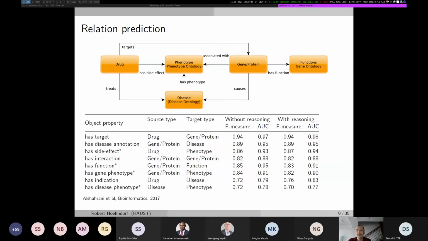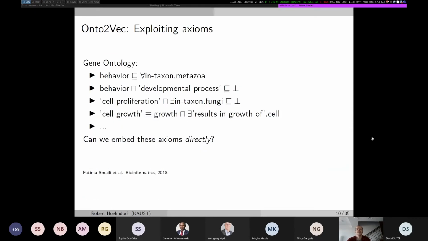It was a bit disappointing that we could not actually gain an improvement in performance using the axioms of the ontology and using inference. So then the question was, is there maybe something wrong with our method, and is there something that we could do a bit better here? And one thing that we tried was to go back and say, okay, what if we just don't use any knowledge graph embeddings, which are graph-based, but we simply embed axioms directly.